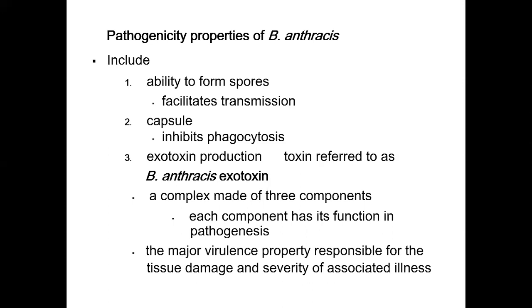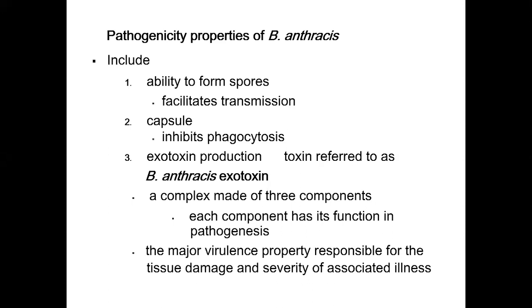Then the capsule. Although it's not a polysaccharide one, it functions like any other capsule. And the capsule here inhibits phagocytosis like other capsules. That would enable the organism to invade tissues or to spread within tissues. And thirdly, it also produces an exotoxin. And the toxin is the Bacillus anthracis exotoxin. This particular toxin is made of 3 different components or molecules. And these 3 components have names, and you can find out what their names are by reading about it. But each one of the 3 has its function in pathogenesis, and they work together for the overall function of the toxin.